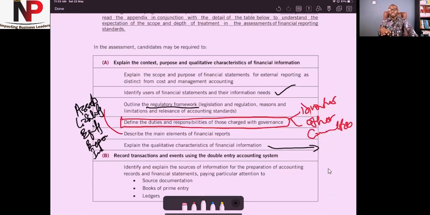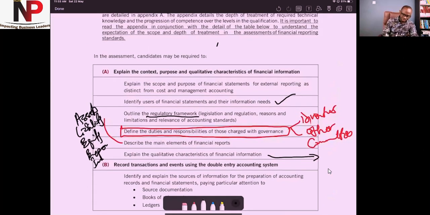We will also spend some time to look at accounting concepts and conventions. We will spend time to look at issues such as the business entity concept, the going concern concept, the accrual concept, the matching concept, the realization concept, the conservative concept or the prudence concept.